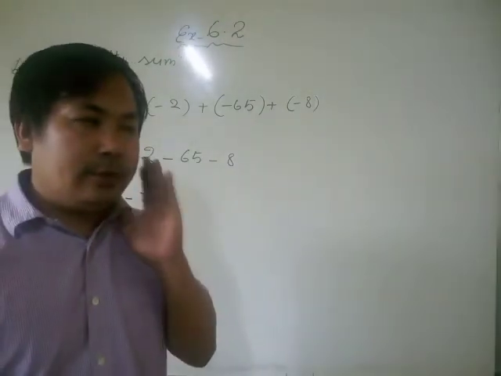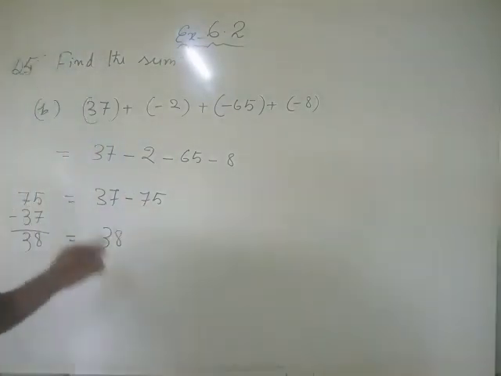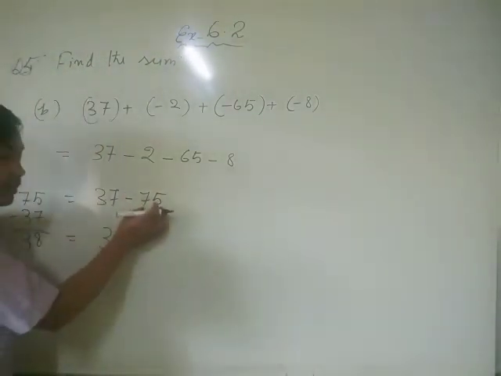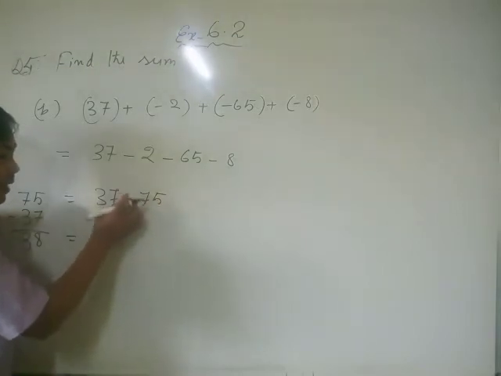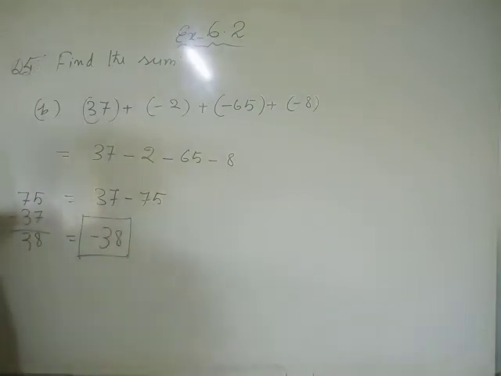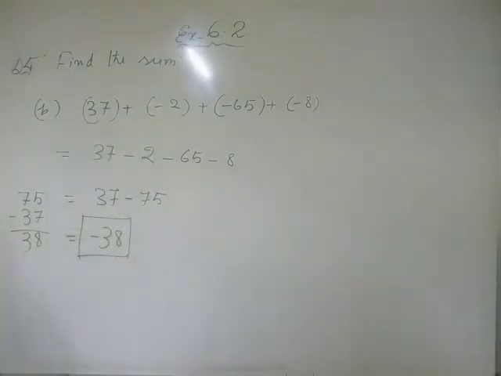We have to check for the sign, whether it will be plus or minus. See which number is bigger here? 75 is bigger, and what is the sign of 75? Minus. Take this minus, and you get the answer here, minus 38. This is the answer of this question. Okay.